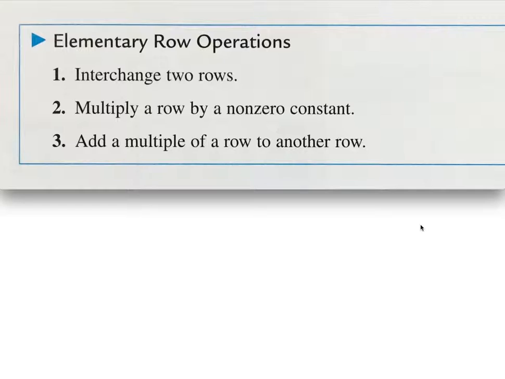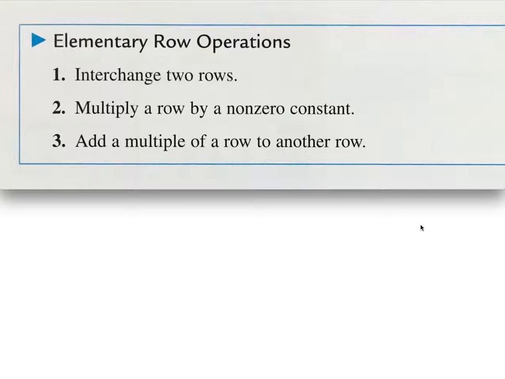Second thing is I can multiply a row by a non-zero constant. So what are some examples of a non-zero constant? 2, negative 3, 1/2, 1/4, negative 1/5, and so on. So I can multiply a row by anything.